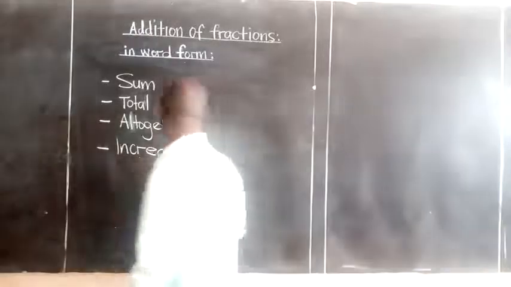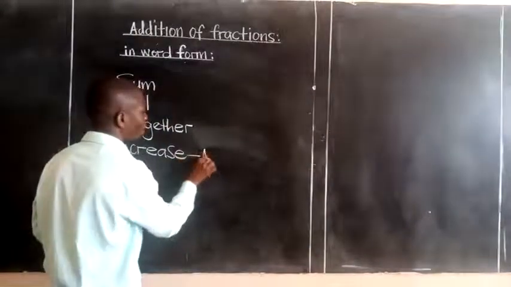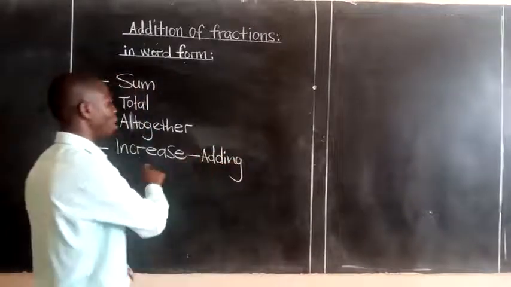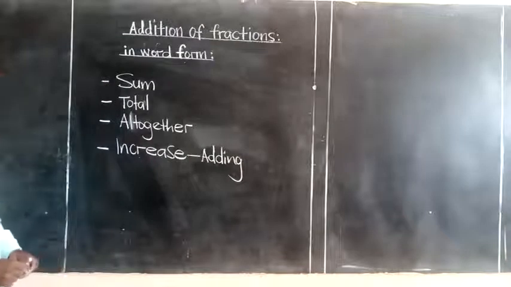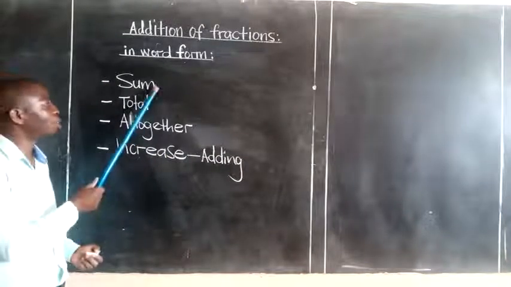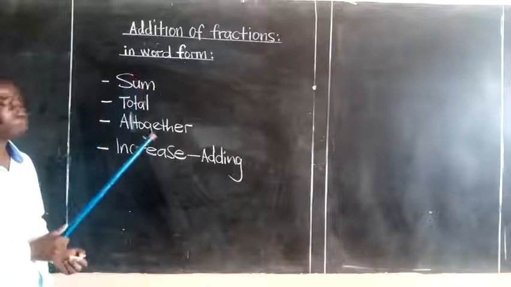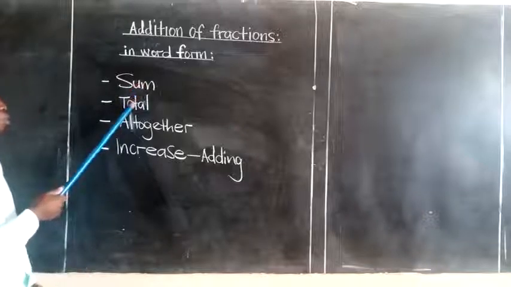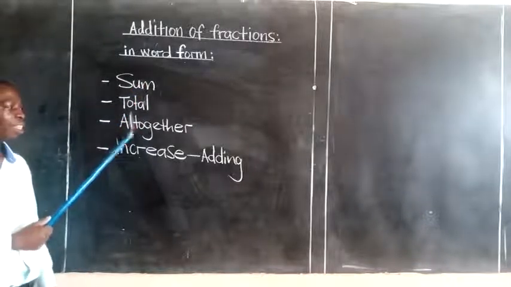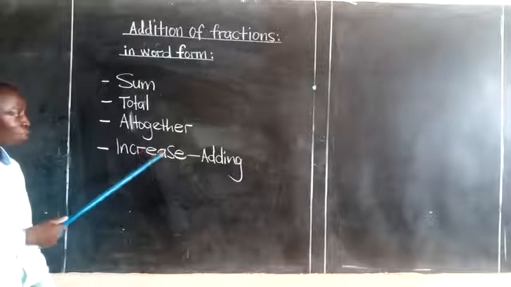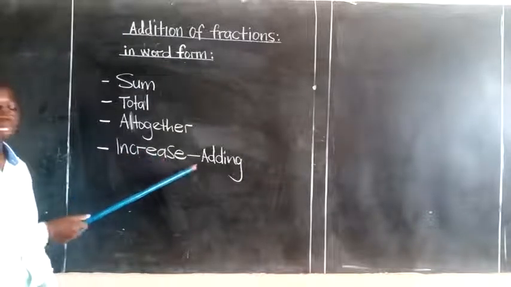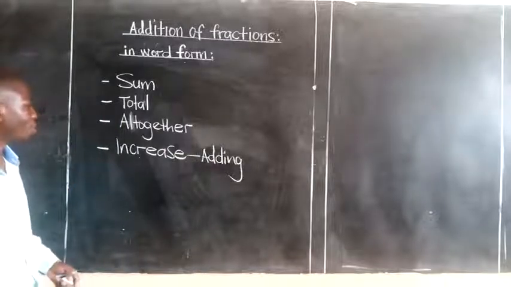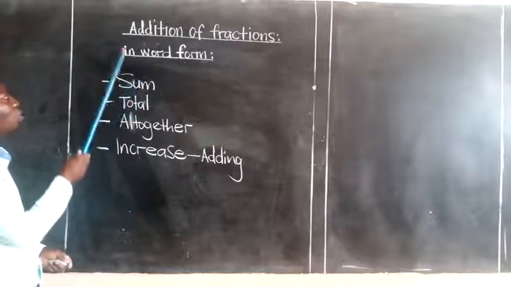So how do we get increase? How do we increase something? By adding. We increase a number by adding. So these words are very common when we are writing in word form. Sum, total, altogether, increase. So when you meet this word increase, please don't hesitate to add. Simply add and get the increase. Right? Okay.